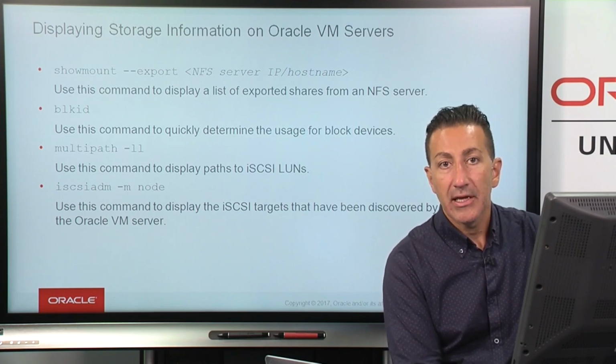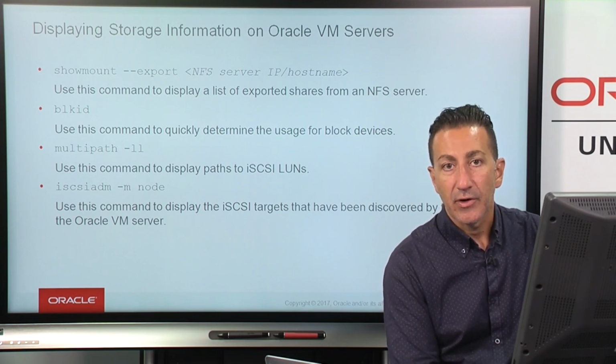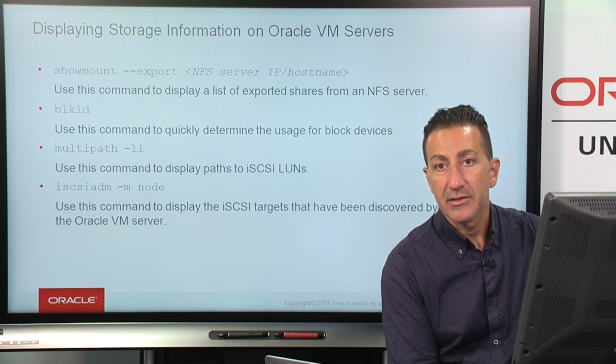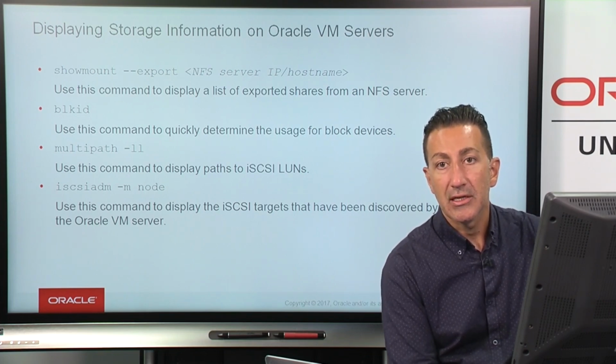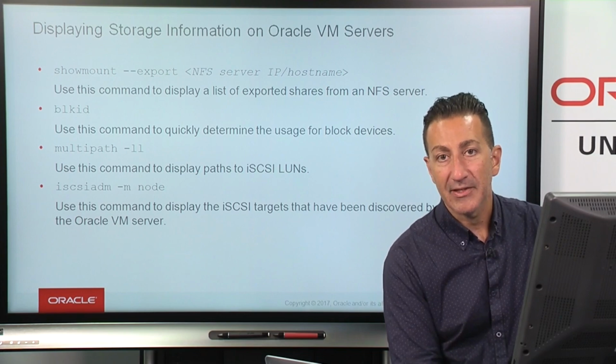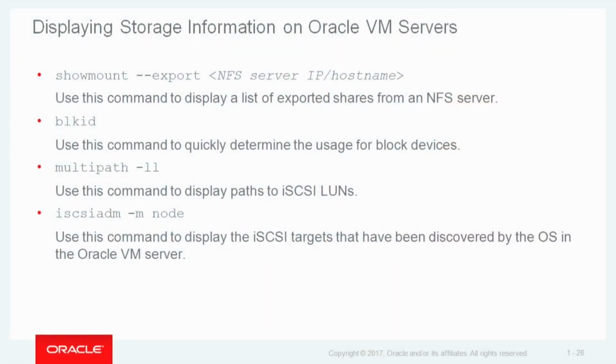Well, to display storing information of the Oracle VM server. So you have issues with the storage, for example, about NFS. If the VM servers mount NFS shares from an NFS server, you have the showmount --exports command, and you can provide the NFS server ID or the host name. In this case, you use this command to display the list of all the exported shares to help you identify why it works or why not. All right.